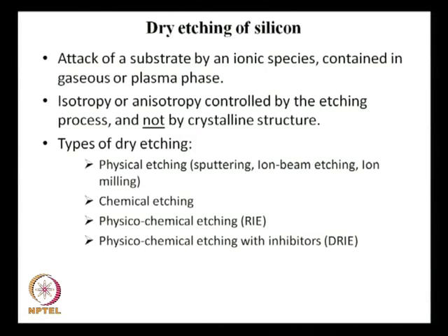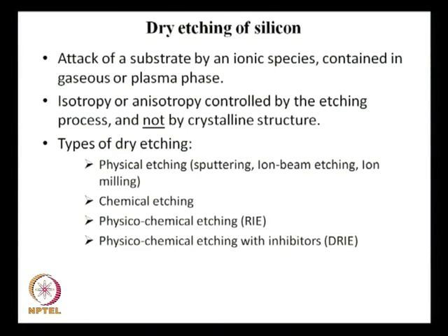Now, as I said, the etching can be of 2 types. One was the wet etching, that means you are conducting the etching by dipping the substrate in a liquid. Instead of that, there could be a process which goes by the name dry etching of silicon. Dry etching means it does not involve any liquid. It is done using energized ionic species. Attack of a substrate by an ionic species contained in gaseous or plasma phase, that is how dry etching is done.